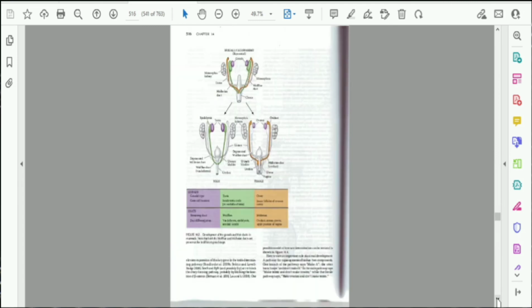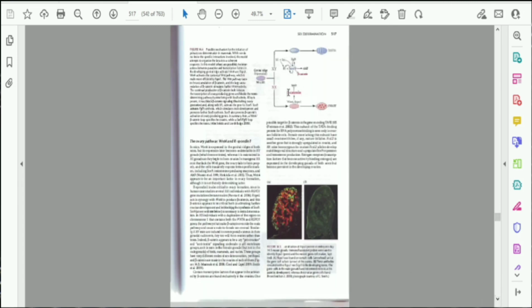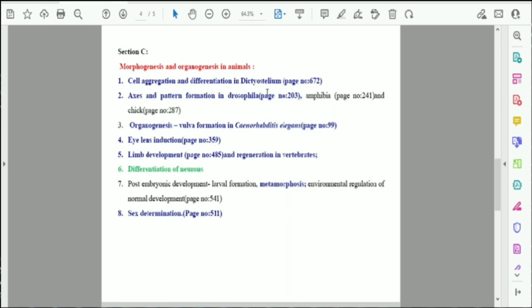In that Nature article, you can find that this kind of diagram is important because they will remove the SOX9 gene and put a question mark, asking which gene will come under that. They'll ask you a 4 mark question. So easily you can get that 4 marks without any stress.